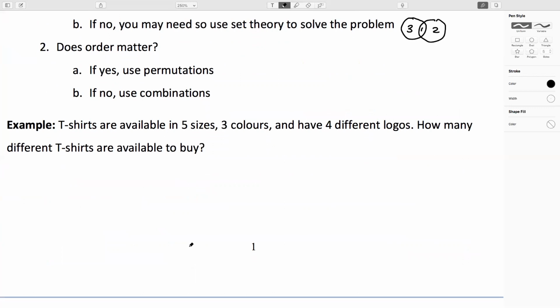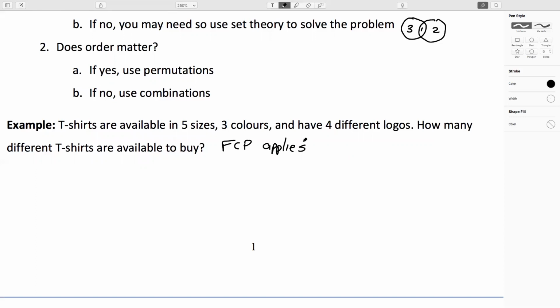T-shirts are available in 5 sizes, 3 colors, and have 4 different logos. How many different t-shirts are available to buy? So this is a question where the fundamental counting principle does apply because we are making multiple choices simultaneously. We are making a choice on size and color and logo. So because of that, the fundamental counting principle applies.